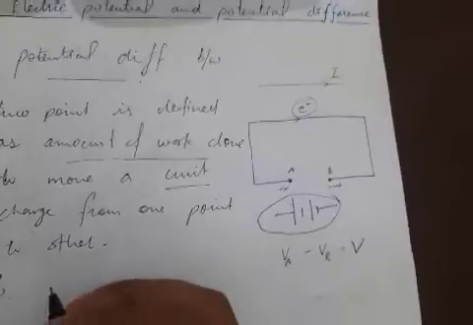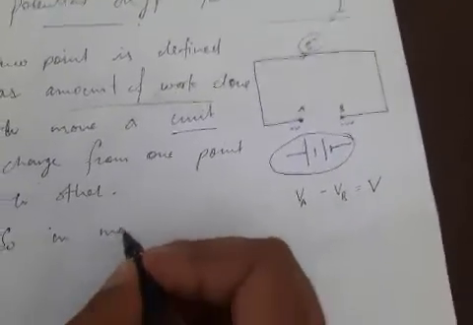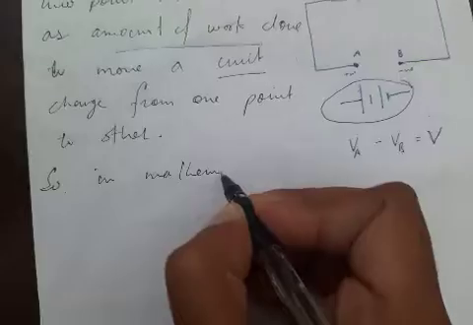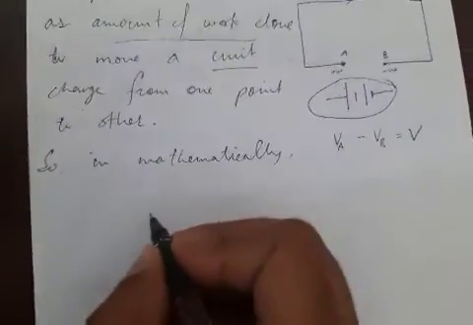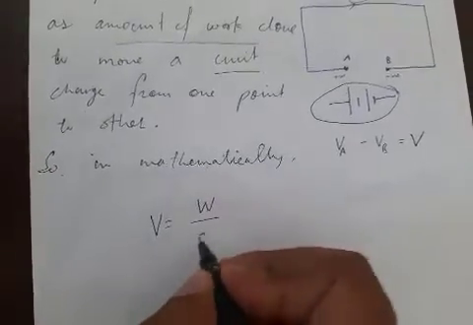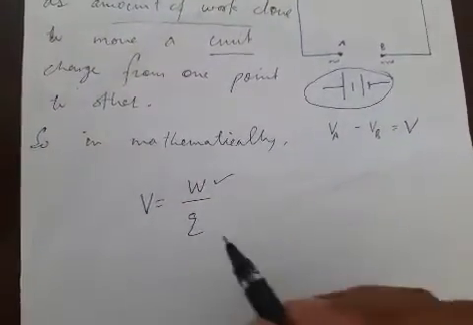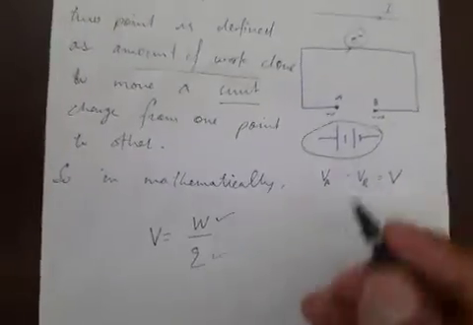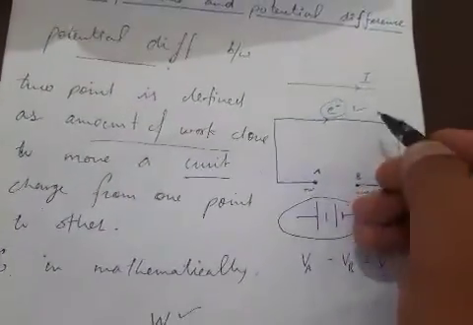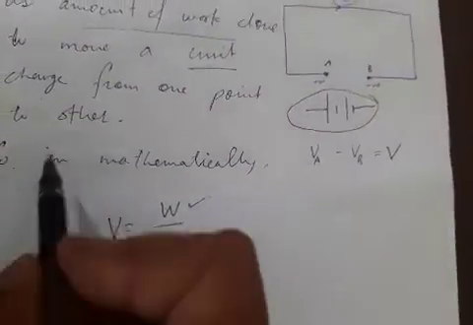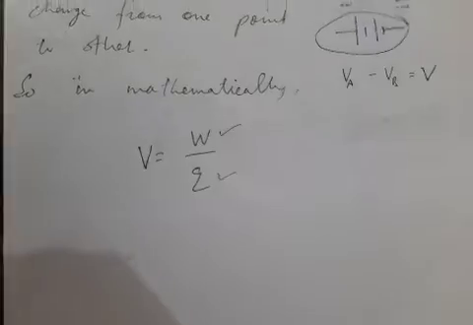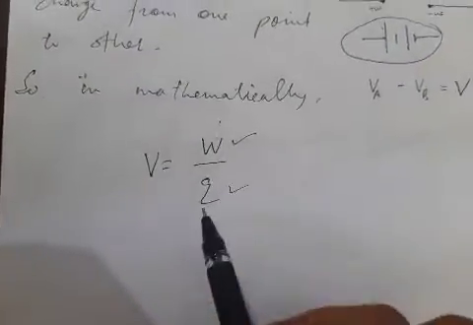So mathematically, we can write it as V is equal to W over Q. Here W is work done, the amount of work done. Q is the small charge. In our case, the electron represents the charge, and V is the potential difference between the 2 points, between them charge is flowing. So V is equal to W over Q.